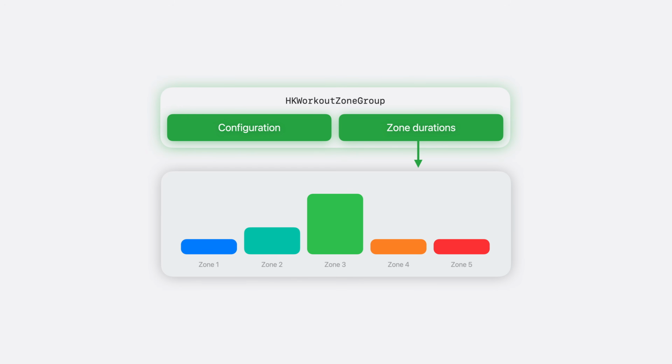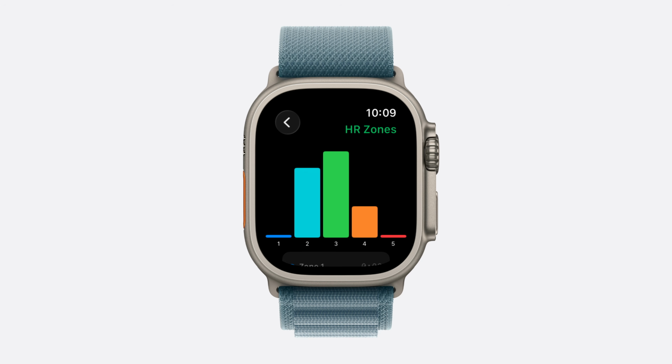I can use these zone durations to populate a graph in my app. When the person ends the workout in my app, I can chart the time spent in each heart rate zone.